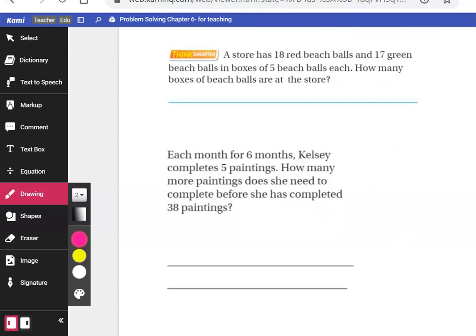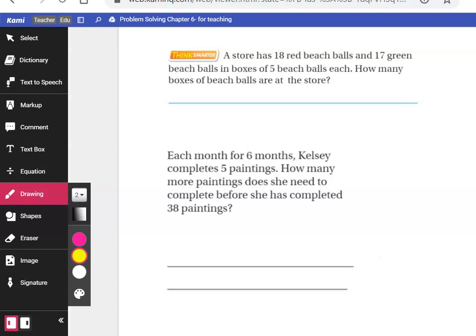Okay, so we are now working on our Think Smarter problem. I'm going to get my yellow highlighter to highlight our keywords. A store has 18 red beach balls and 17 green beach balls in boxes of 5 beach balls each. How many boxes of beach balls are at the store?